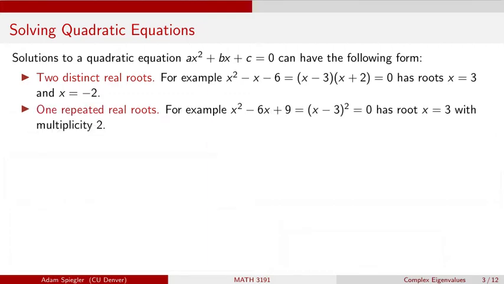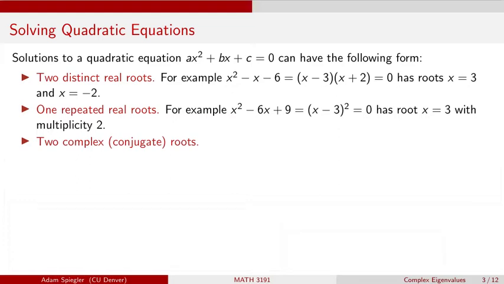It is possible that we get one repeated real root. So for example, if I have a quadratic equation, x squared minus 6x plus 9 equals 0, then this quadratic expression can be written as x minus 3 squared. So I have one factor with multiplicity 2. So that gives me one real root, x equals 3, that we say has multiplicity 2. And it's possible that we have no real solutions to a quadratic equation, in which case we're going to have two complex conjugate roots. And there's a nice picture that goes along with each of these cases.